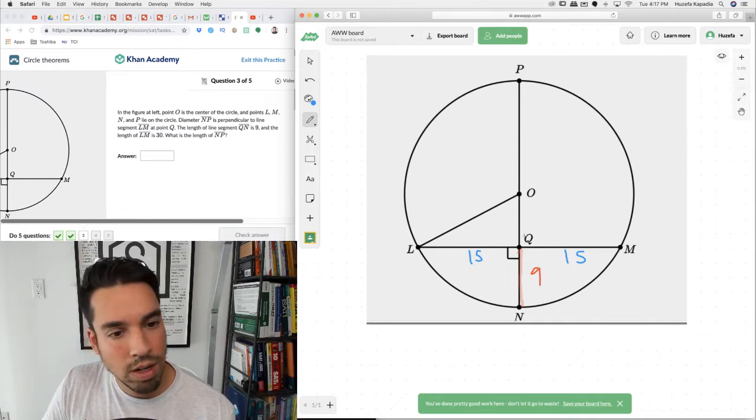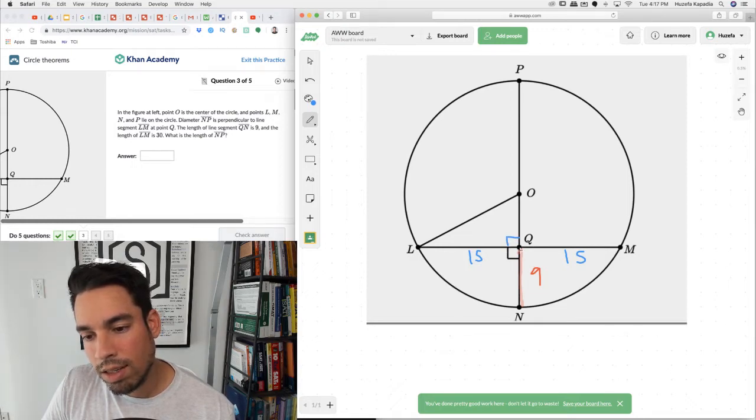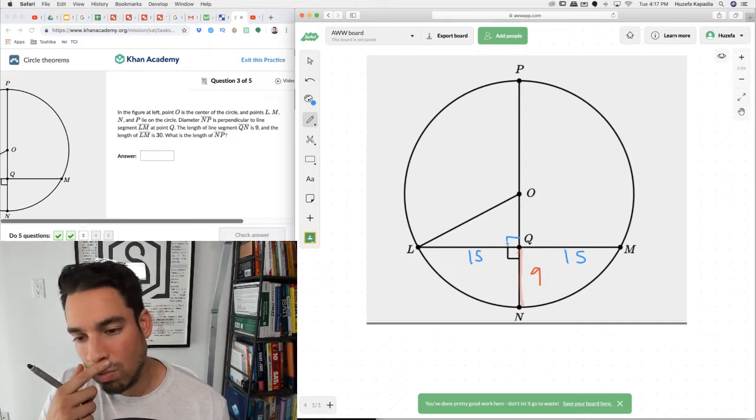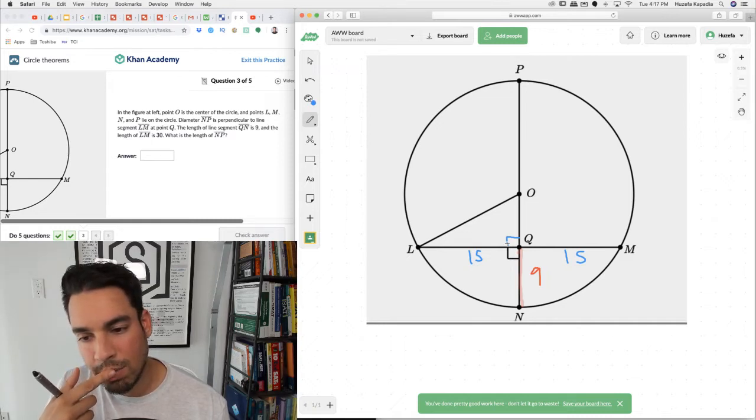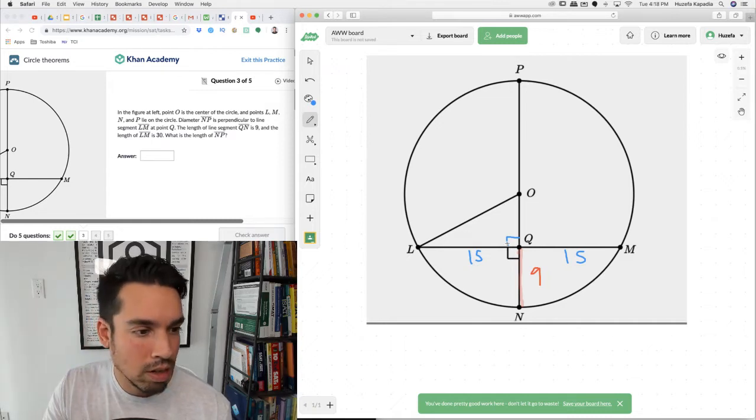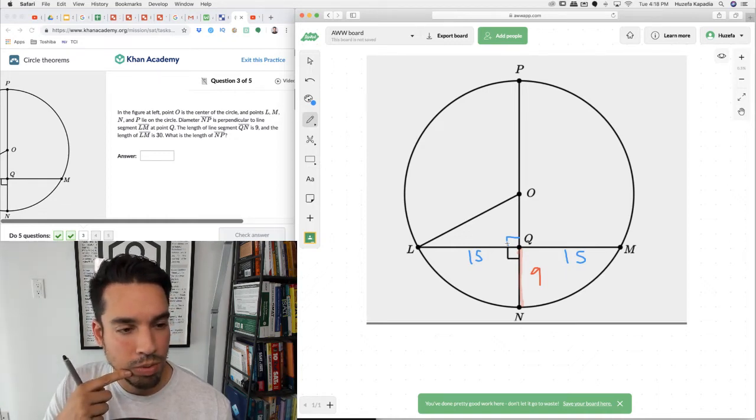Let's see, what else can I figure out here? Where is that? So we know that that's 30. I'm seeing a nice right triangle here, but I don't believe we can say that this has been bisected. We only know that that's 9. I don't think I know the radius because it doesn't tell me anything about the radius. If it did, we'd be done, obviously. It'd be double the radius.